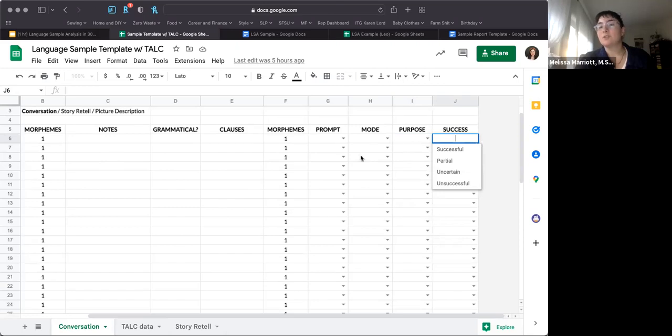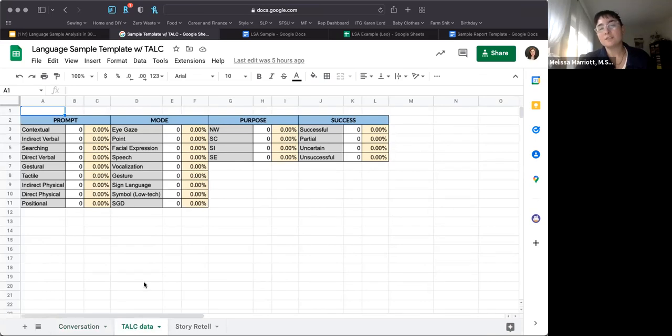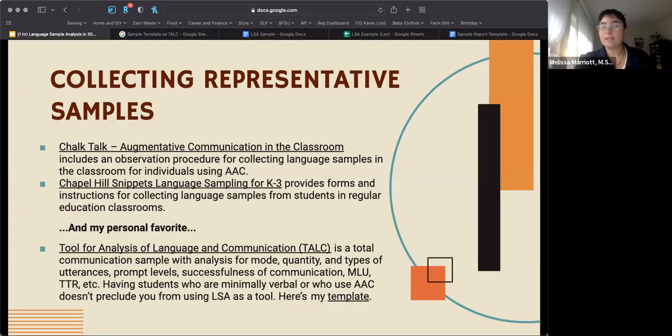And then successfulness. So then in this second tab here on the bottom, again, I love things that auto-populate for you, you guys. You'll learn this about me. It'll auto-populate and auto-calculate what percentage each of those things received in the language sample. So that's a favorite and it's easy to use, etc., etc.